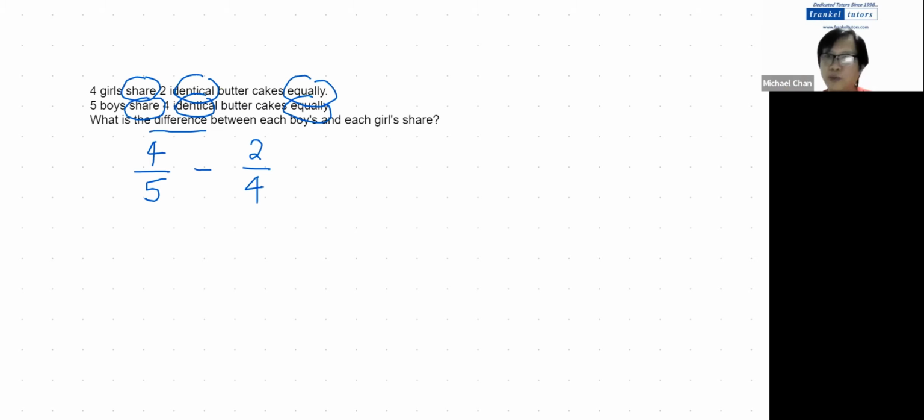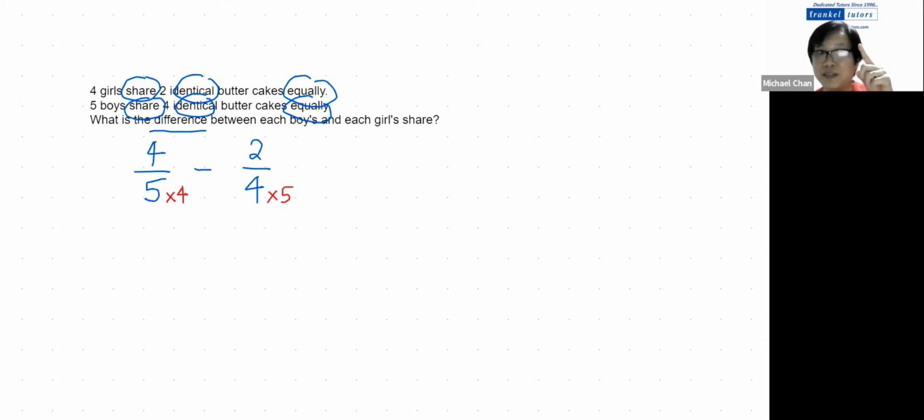Now, of course, we know that the big problem here is you cannot do a subtraction when the denominator is different. You have to change the denominator of 2 of them. So let me use a different color so that we can see. And to do that, we look for the lowest common multiple. Okay, and in this case, 5 and 4, the lowest common multiple is 20. And we achieve that by multiplying the 5 by 4 and by multiplying the 4 by 5.